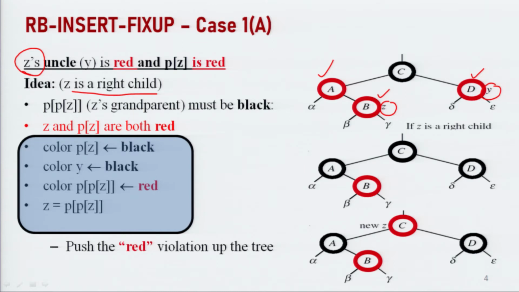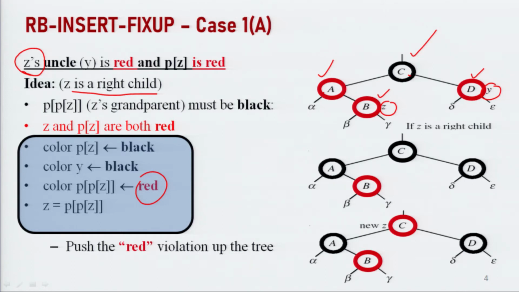So, what do we do in this case? We recolor its parent node, its uncle node and also its grandparent node. Just see here, its parent is A, its grandparent is C and its uncle is D. We recolor with a different color, meaning the color of the parent and the uncle will become black. We are assigning a black color to its parent as well as its uncle, and we are assigning a red color to its parent of parent, meaning its grandparent, C.